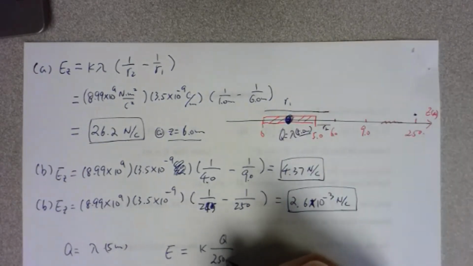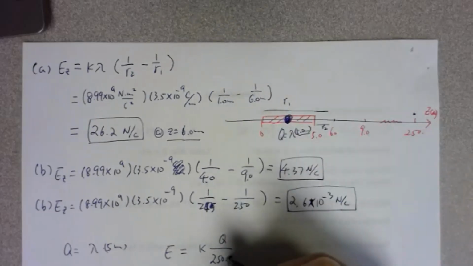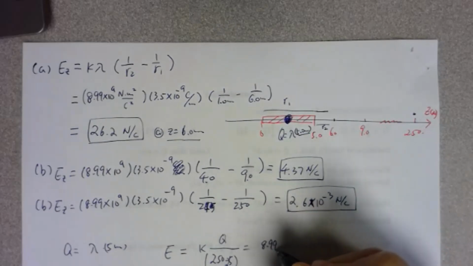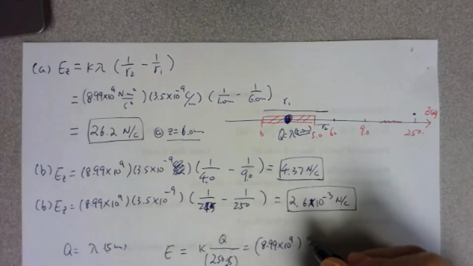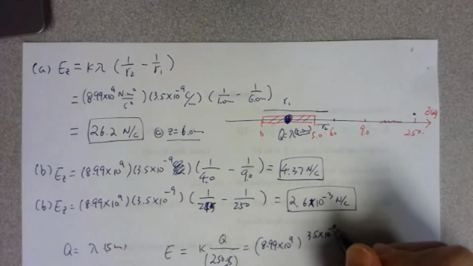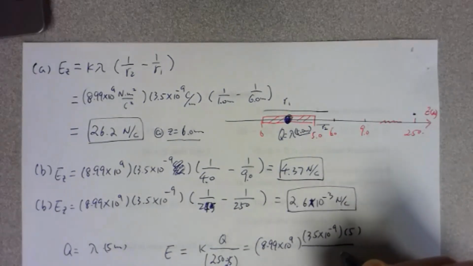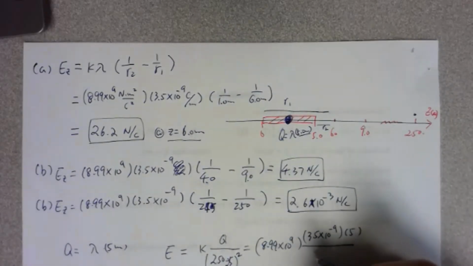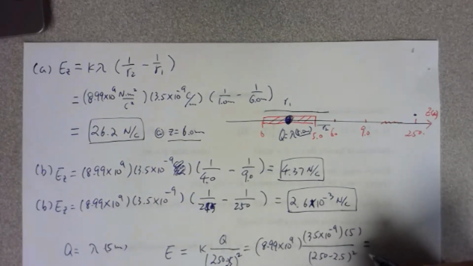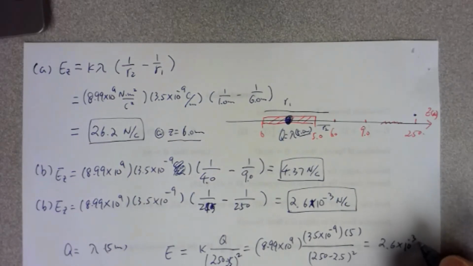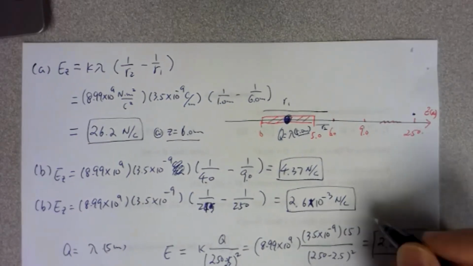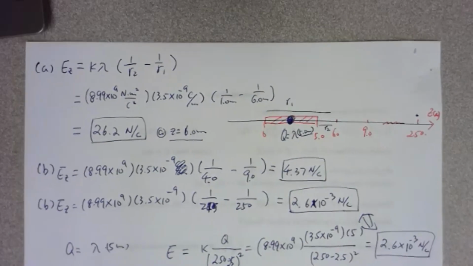So that should be 250 minus 2.5, which is the middle of the rod, okay? So 8.99 times 10 to the 9, Q will be lambda, 3.5 times 10 to the minus 9, times 5 meters, over 250 minus 2.5, and you square it, okay? So you calculate this, and you find this is also about 2.6 times 10 to the minus 3. So these two are pretty much the same, all right?